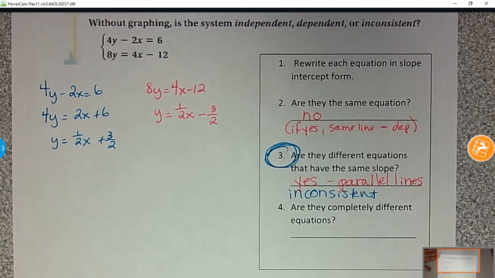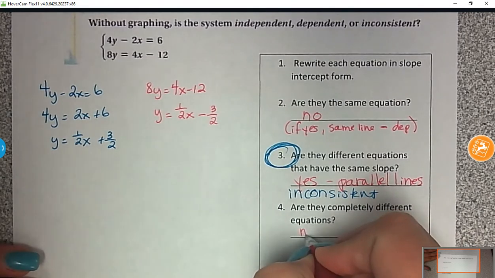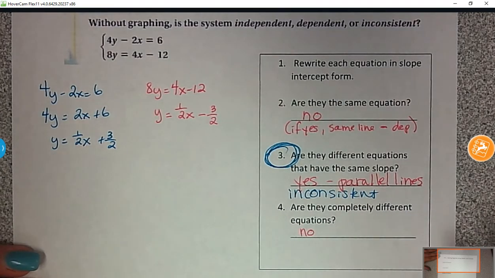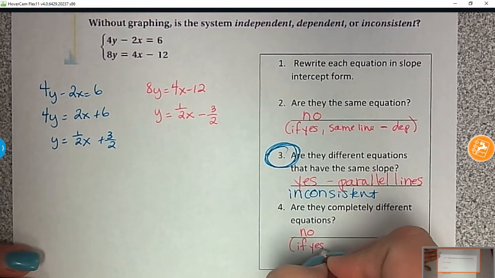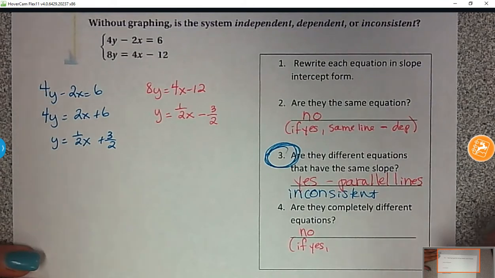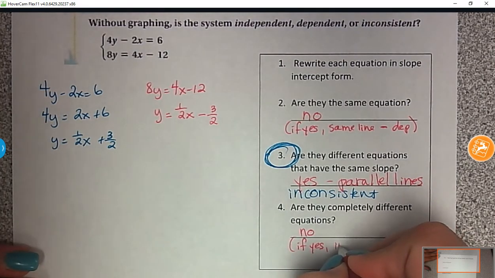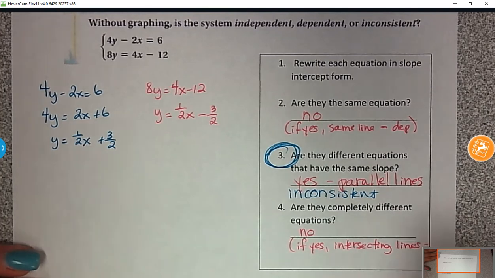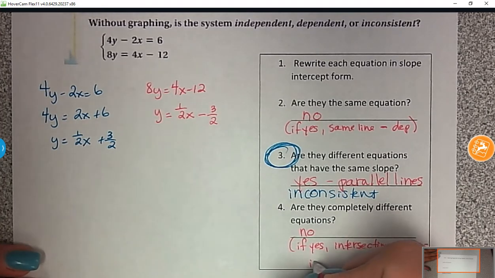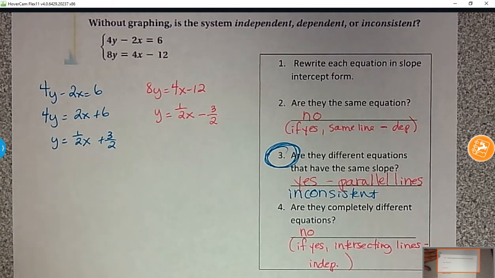Now let's talk about number 4 for just a second. It wants to know, are they completely different equations? Well, no, they're not completely different because their slopes are the same. But if they had been different, so if yes, then these would intersect one time. And if they are intersecting lines, that is a consistent and independent system. All right, so that is it for section 3.1.